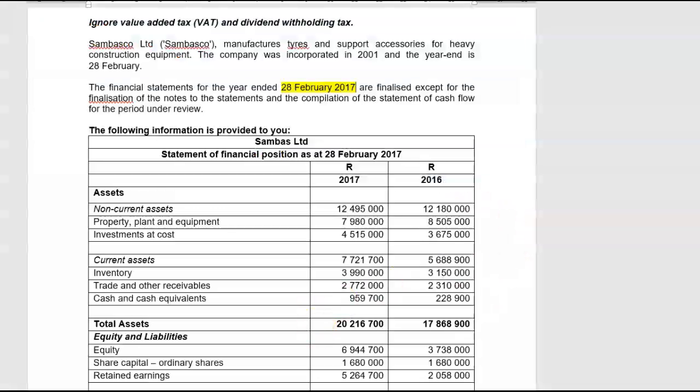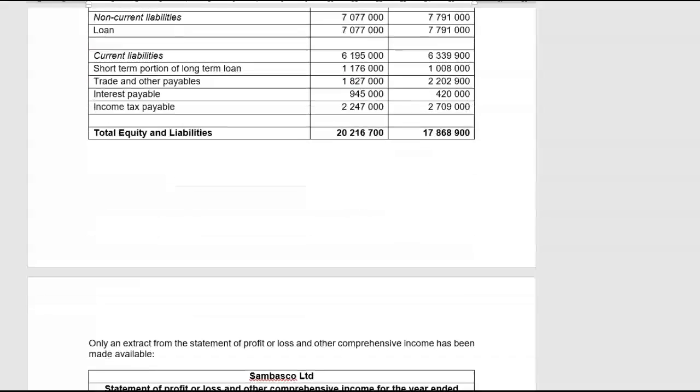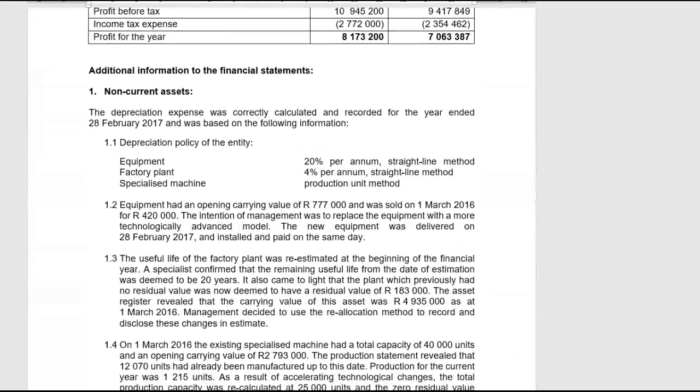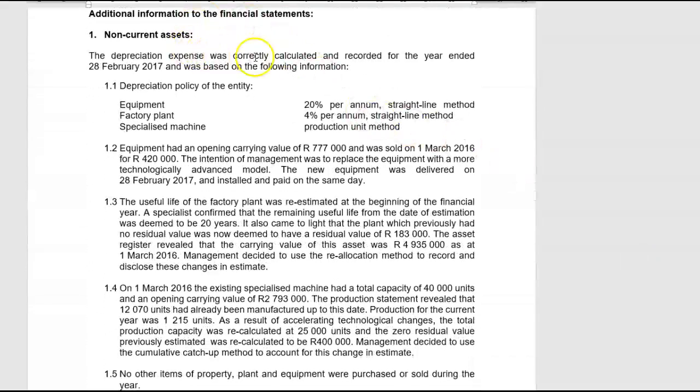Now they give us property, plant and equipment, the values as per the statement of financial position, which we know is the carrying values of those assets at the end of the year. Then they also tell us that the depreciation expense was correctly calculated and recorded for the year ended 28 February 2017 and was based on the following information. Depreciation on equipment is 20% per annum on the straight line method, factory plant 4% on the straight line method, and specialized machine they use the production unit method.